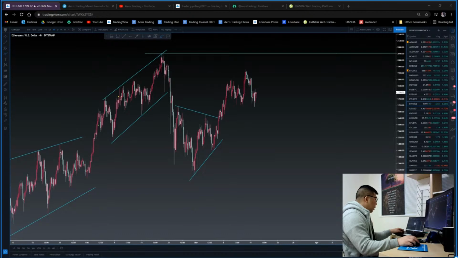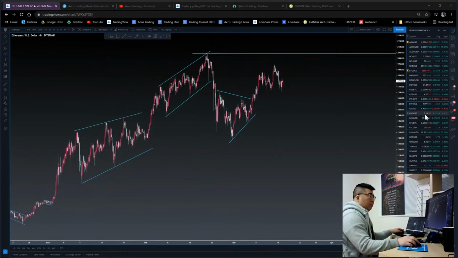Can I use volume? I don't really trade with it. I don't use indicators, my friend. I don't use any indicators.